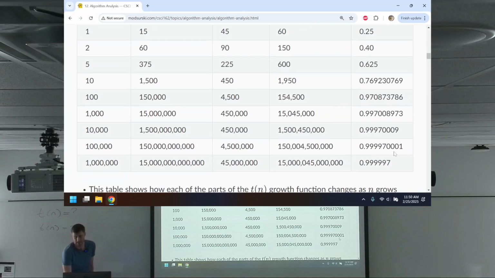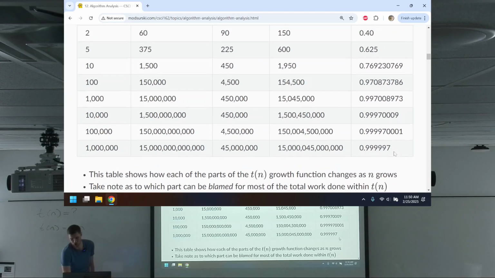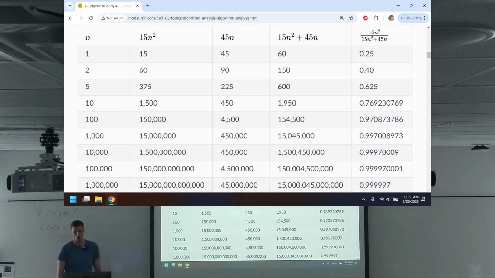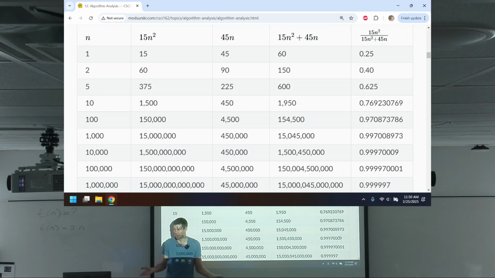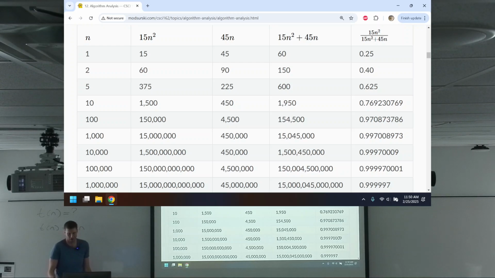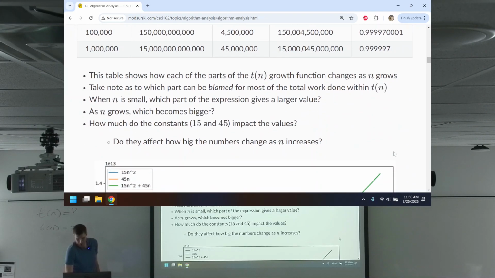So when you look at this, it should be quite clear that one of these two things dominates, right? If you're playing the blame game, who's to blame? This guy right here is definitely to blame. This guy, it's nothing. It's inconsequential. And as n grows, it gets more and more inconsequential. So, who gets blamed?